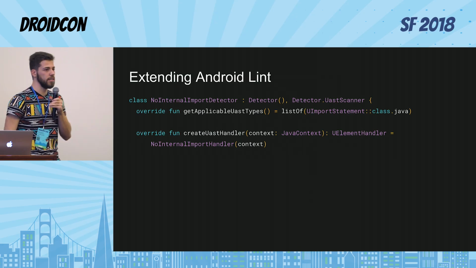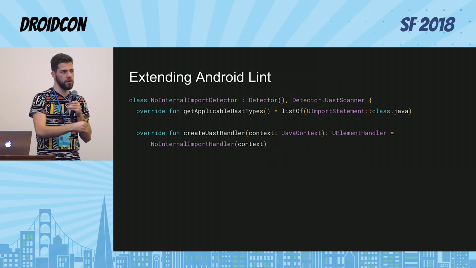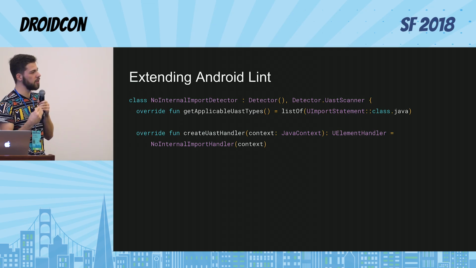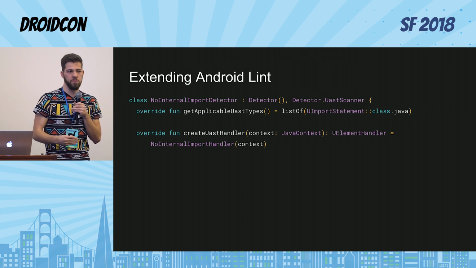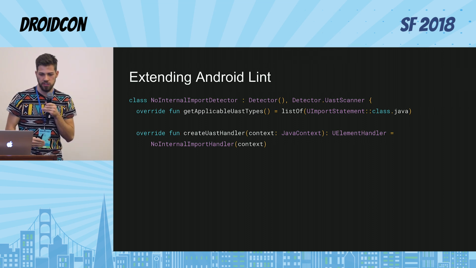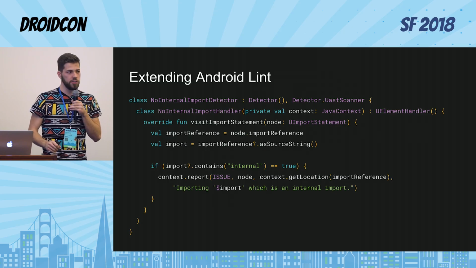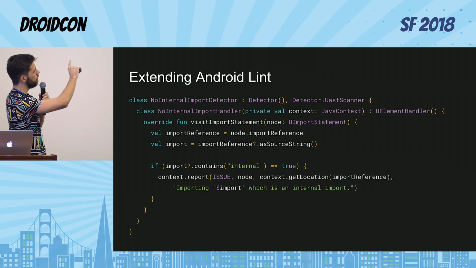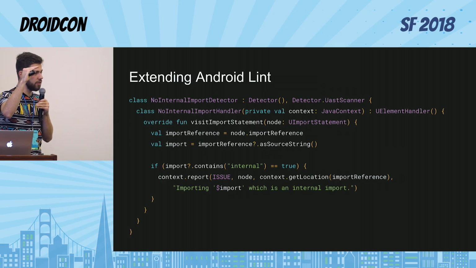scanner, and then we start saying, okay, what are the types that we're interested in? And if you remember earlier, the import statement, it was a U-import statement. So we're saying, okay, the applicable types that we are interested in is a U-import statement. And then we go and create something that's called a UAST handler. And the UAST handler looks like this. So we have these visitor methods from the visitor design pattern, and then basically we can override the visit import statement. We go and get the import statement.